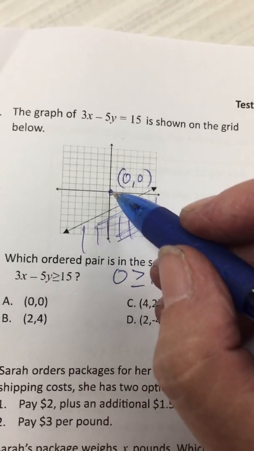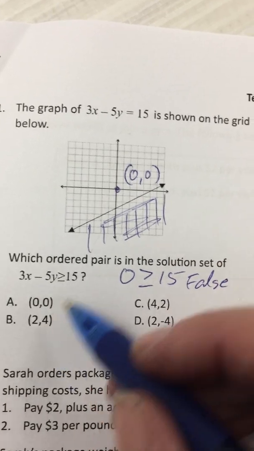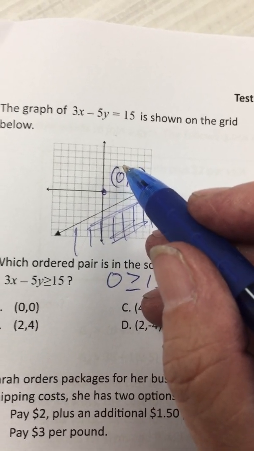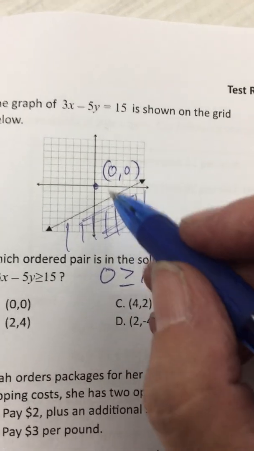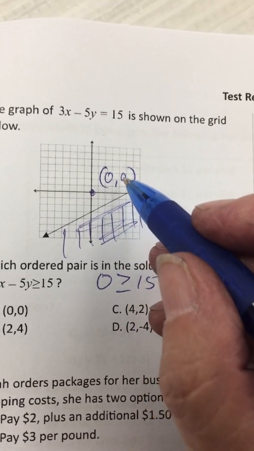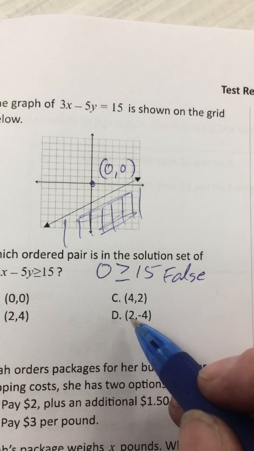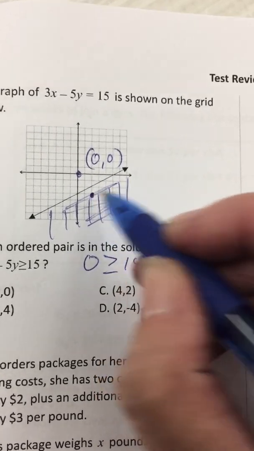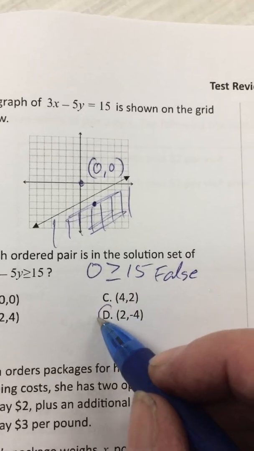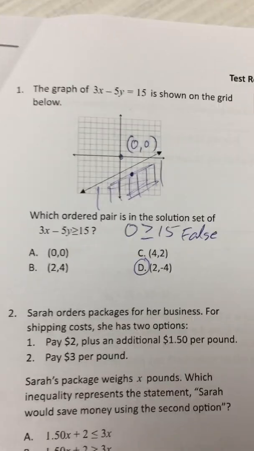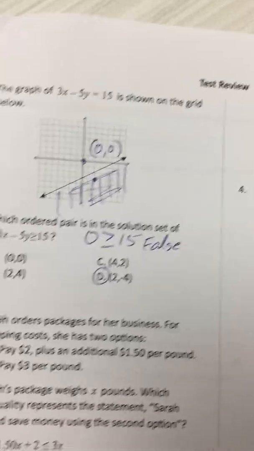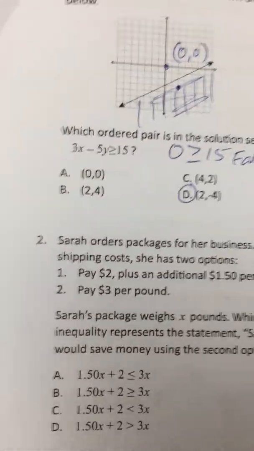0, 0, we already tested it. It is not a solution. 2, 4, if I go over 2 and up 4, I'm up here, definitely not in the shaded area. 4, 2, if I go right 4 and up 2, again, I am not in the shaded part. But 2, negative 4, if I go right 2 and down negative 4, I am in the shaded. So this is the only answer that is a solution. They are in the shaded area. So remember, they're giving you this information to help you out with the graphing so you don't have to do it all by hand. Okay, number 2.